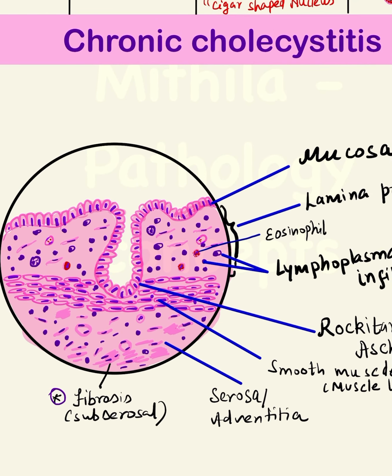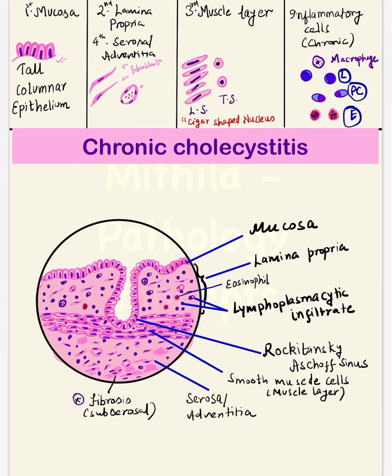You can draw the lymphocytes and plasma cells also in the serosa. Then you can add eosinophils, and also fibrosis. I told you about the subserosal fibrosis. So you can make the pink collagenization like this, which is acellular. These are the pink areas of collagenization. So there is increased subserosal fibrosis in chronic cholecystitis.